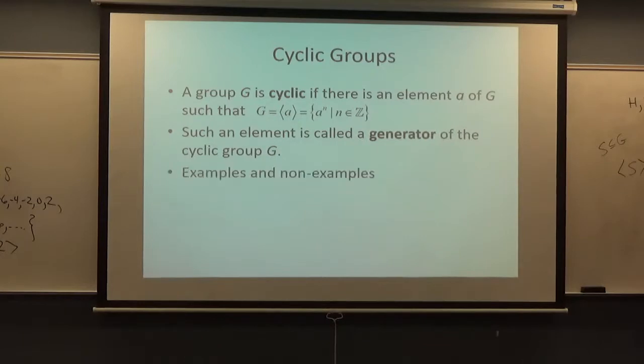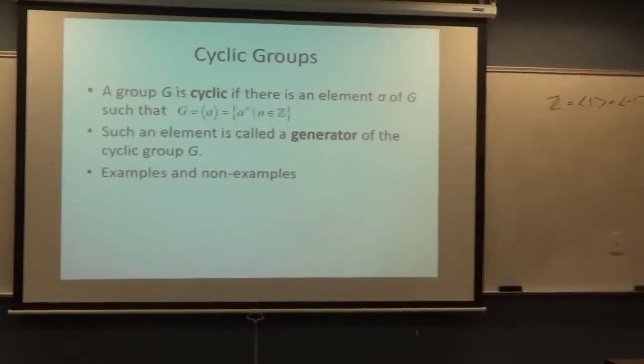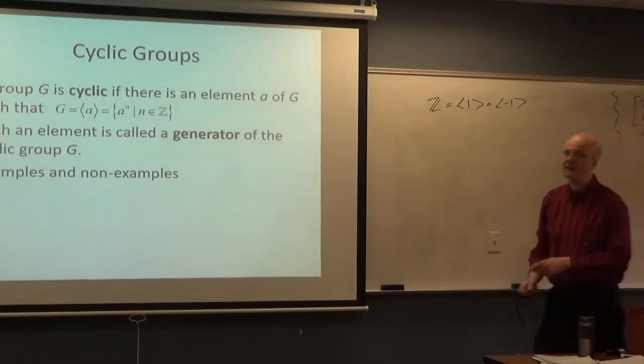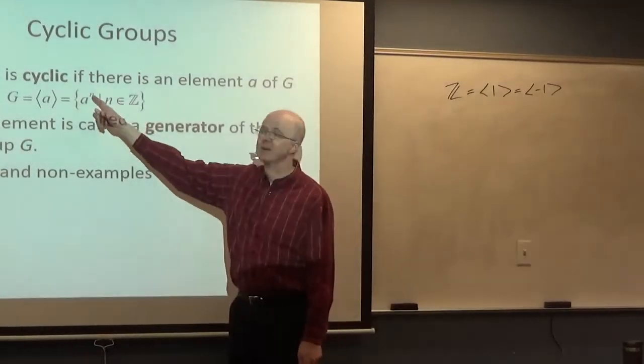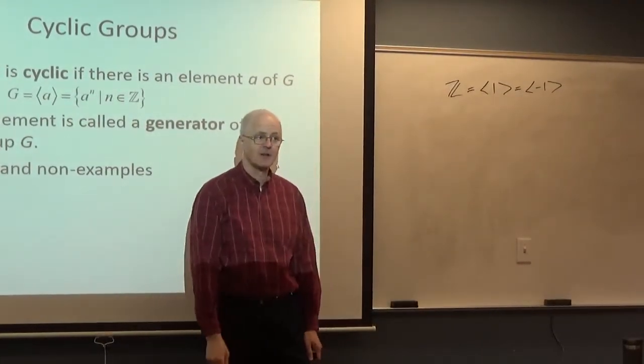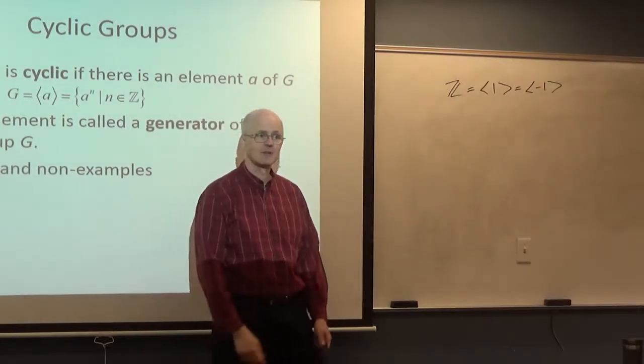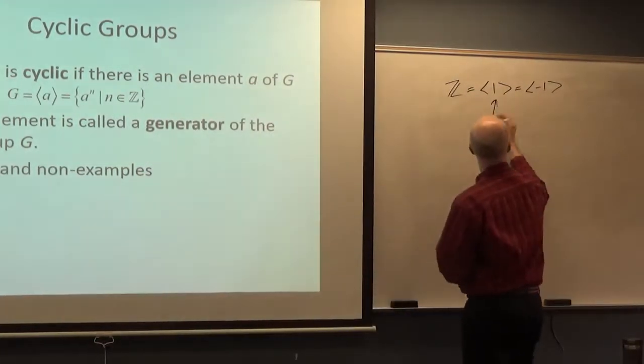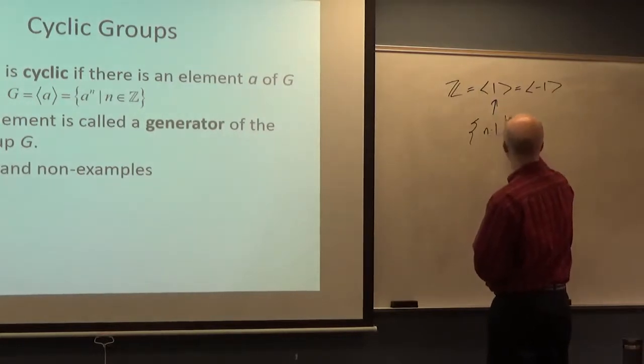A is called the generator of the cyclic group, and we can give examples. And the most important examples are Z and Zn. Z is generated by 1. It's also generated by -1. Group operation being addition, you aren't talking about powers of 1 there. You're talking about multiples of 1 when the group operation is addition. The set of all integer multiples of 1.